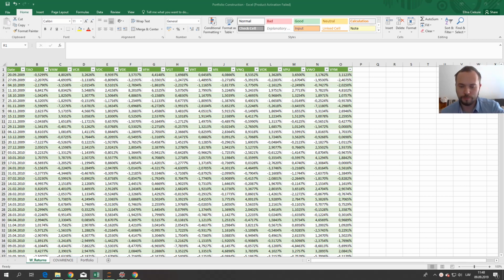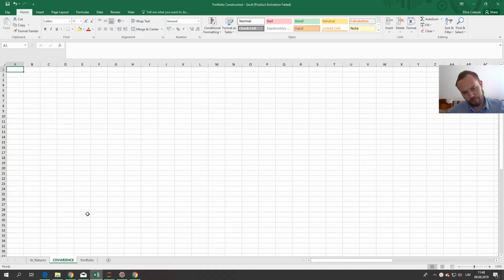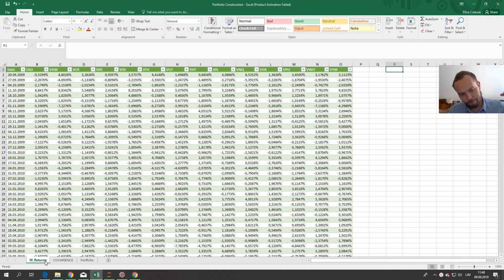So, hello. Today we're going to look at how we can construct our individual portfolio of equity funds. We'll start with gathering the data. You can see I already have some figures here. These are weekly returns of 14 different funds. Most of them are Vanguard, but you can pick whatever you like.